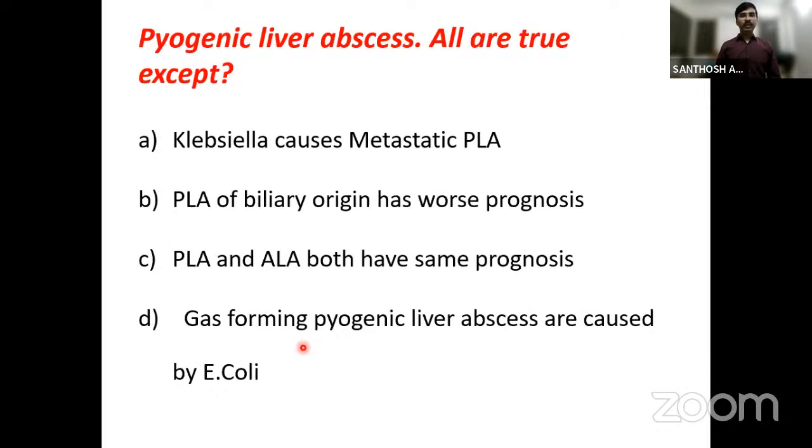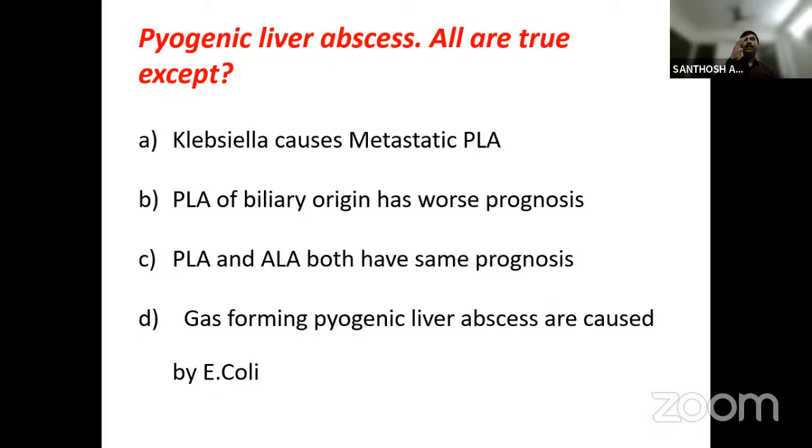So moving on to pyogenic liver abscess, all of the following are true except Klebsiella causes metastatic pyogenic liver abscess. Yes, it is true. Pyogenic liver abscess of biliary origin has got worse prognosis. Either it is iatrogenic or it happens in patients with malignancies. That's why the prognosis of baseline disease itself is poor. And when baseline disease is poor, superadded pyogenic liver abscess definitely has a worse prognosis. Both pyogenic liver abscess and amoebic liver abscess have same prognosis.